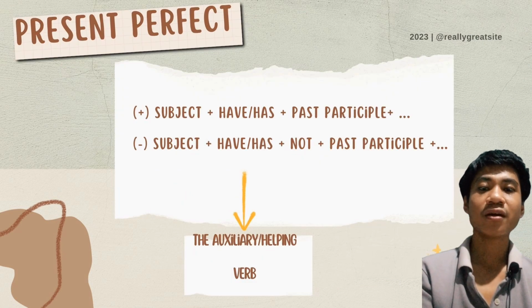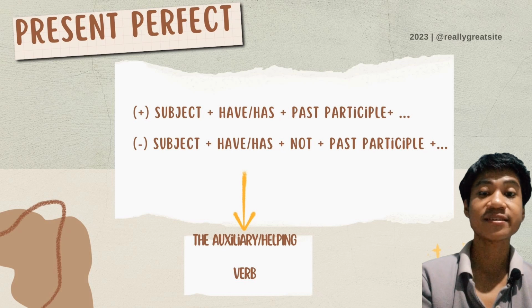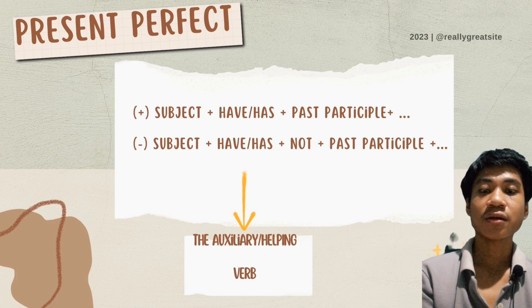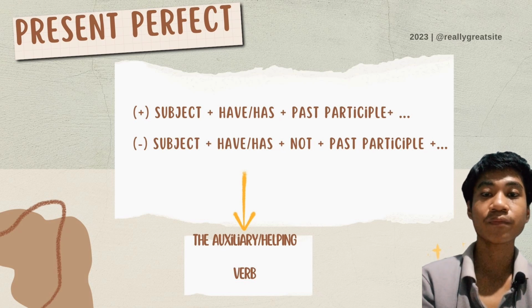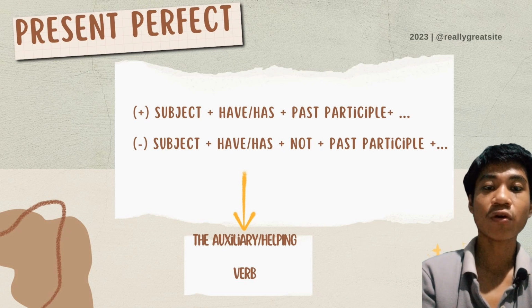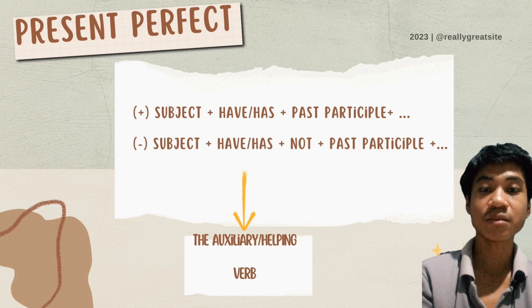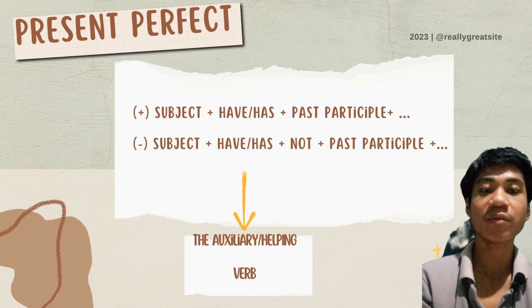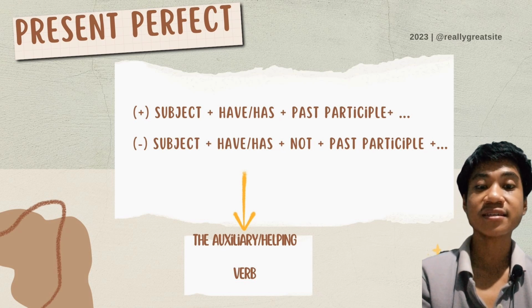Second, the structure. There's nothing wrong with learning to form these sentences correctly. To make these statements, we start with subject plus have or has plus past participle plus blah blah blah. For negative statements, subject plus have or has plus not plus past participle plus blah blah blah. For have or has, it is an auxiliary or helping verb. The first one is positive and the second is negative.